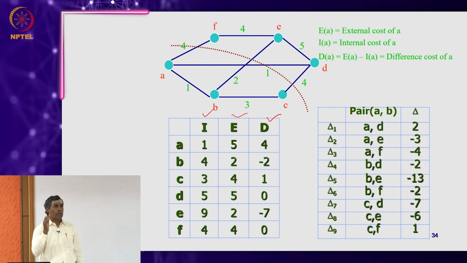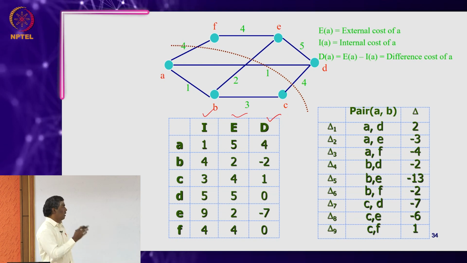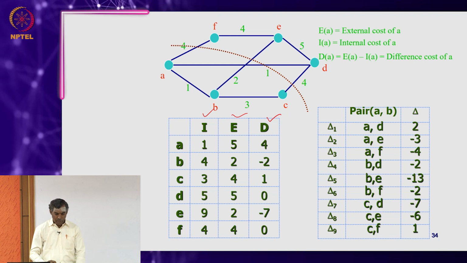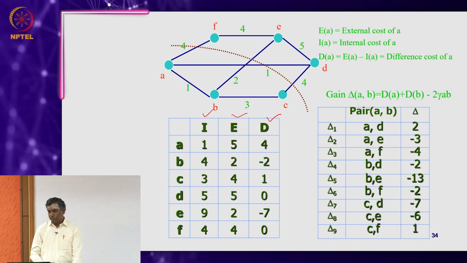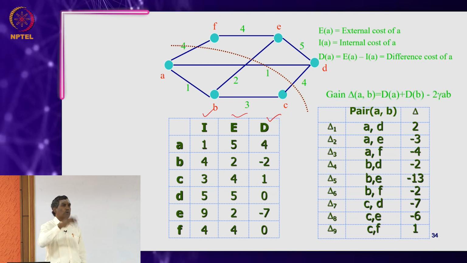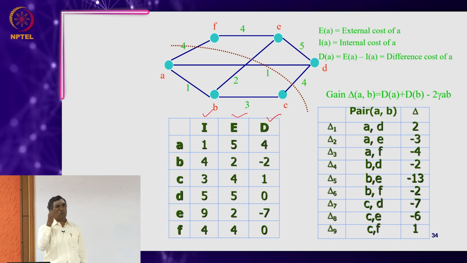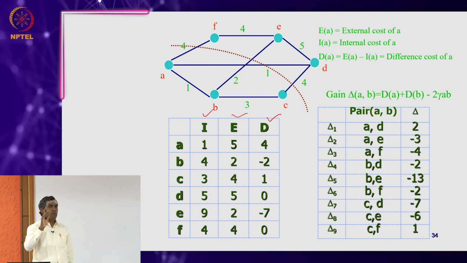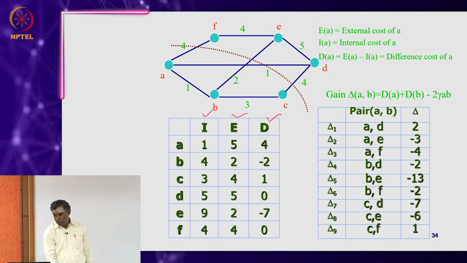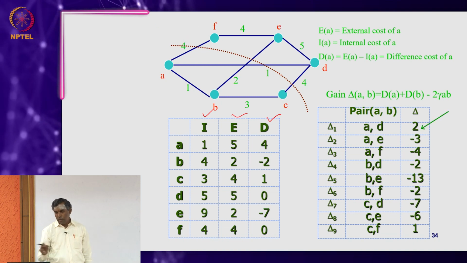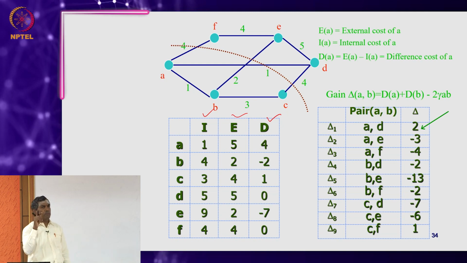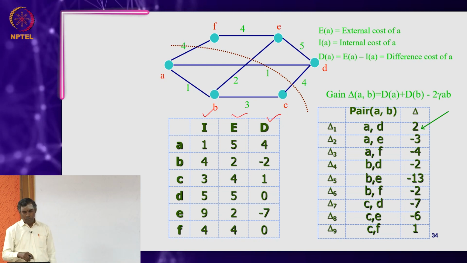So, between the two partitions, how many nodes are there? I am finding the gain value. Then I find the total gain based on that. If the total gain is positive, you try to improve it, otherwise you stop the algorithm. That is the procedure. So, I do that in this way. My first gain value itself, my first sum itself, is positive.